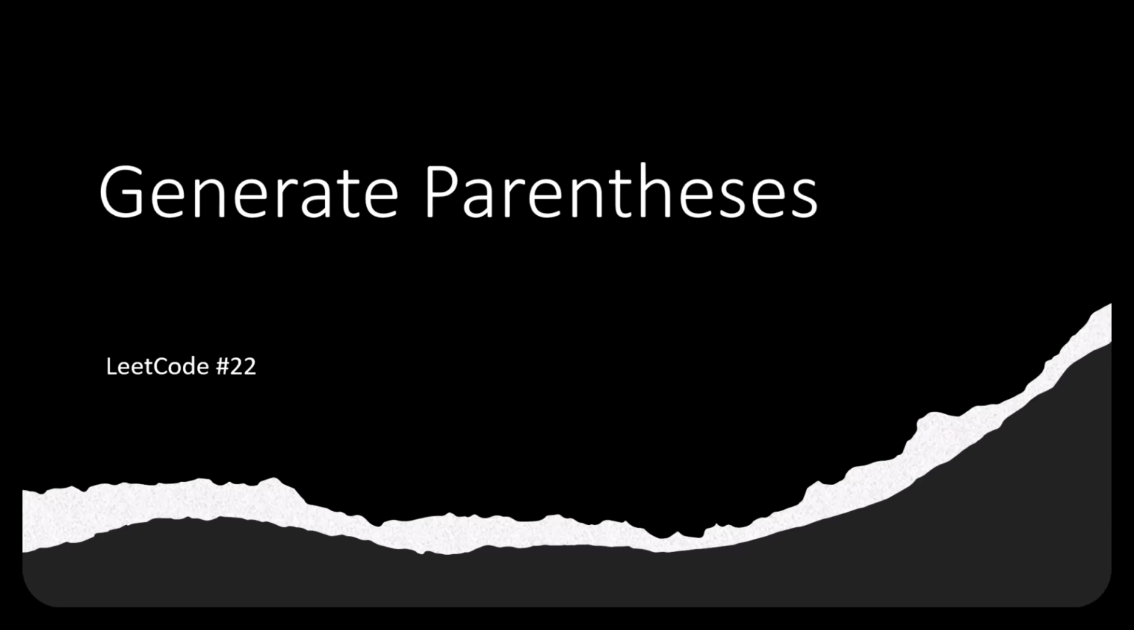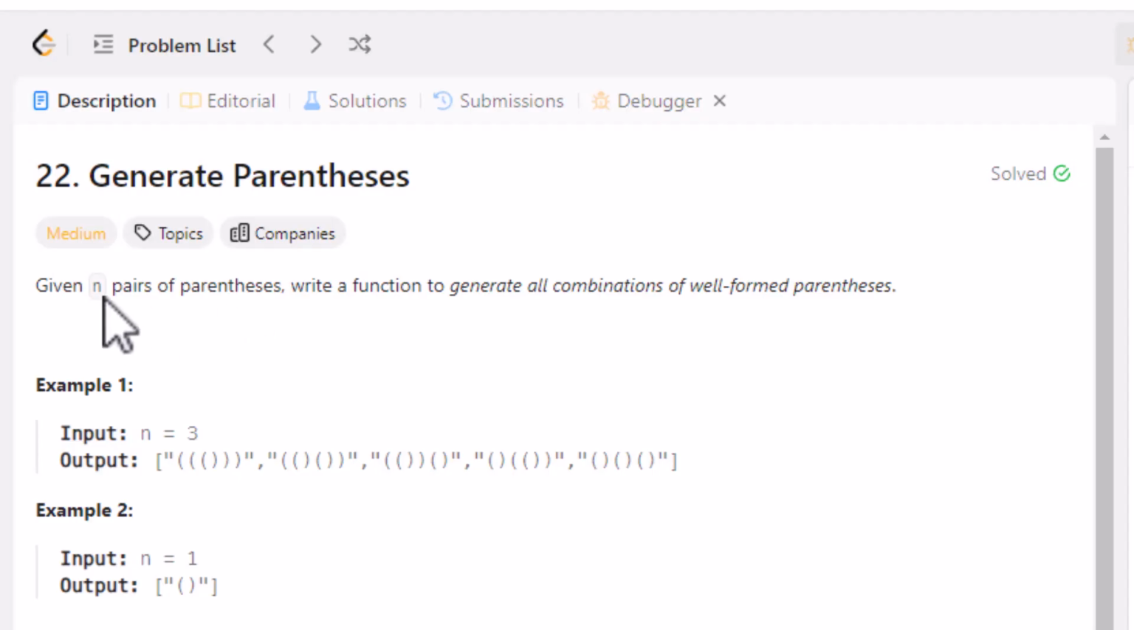Hello, today we're going to be doing generate parentheses, which is LeetCode problem number 22. This problem states, given n pairs of parentheses, write a function to generate all combinations of well-formed parentheses, meaning each parenthesis has an open and closed bracket.